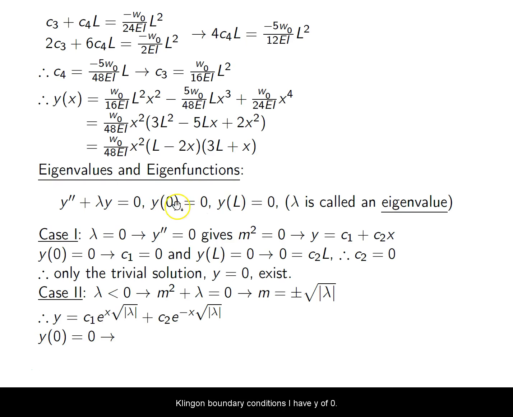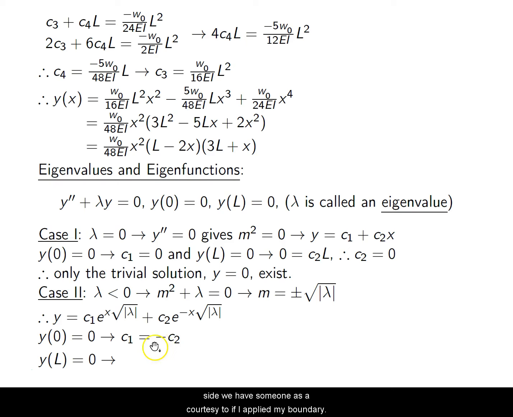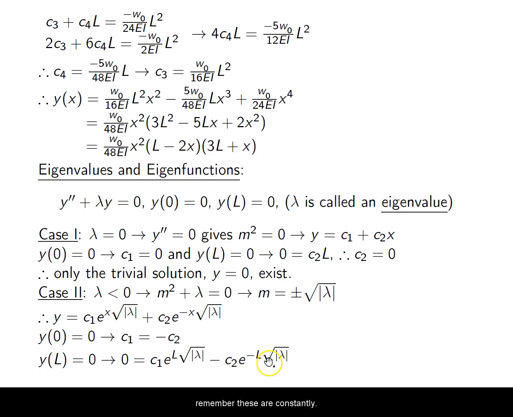Applying our boundary conditions, y of 0 gives me 0, so this goes away and this goes away. That leaves me with c1 is the same as c2, or c1 plus c2 is 0. So move one to the other side, and we have c1 is negative c2. If I apply my boundary condition, y of L is 0, I will have 0 is, instead of x everywhere, L's. Again, remember these are constant now.